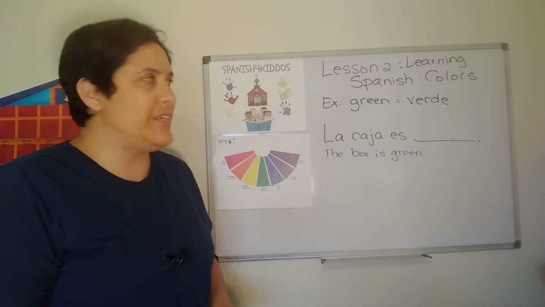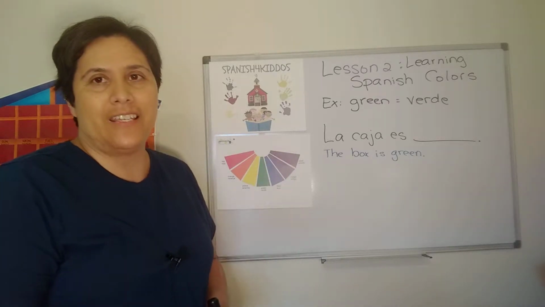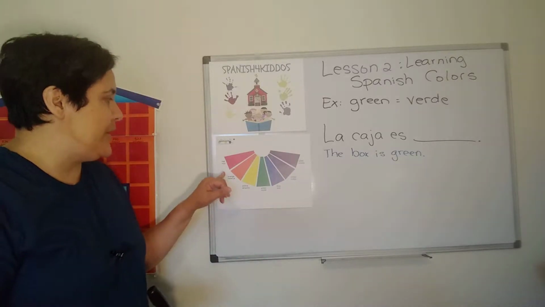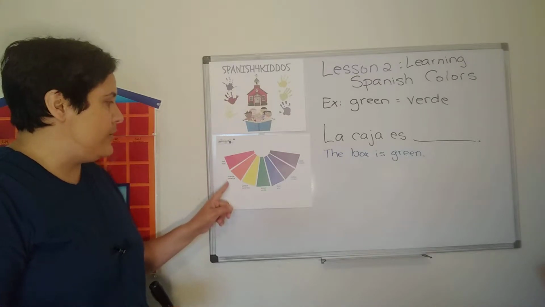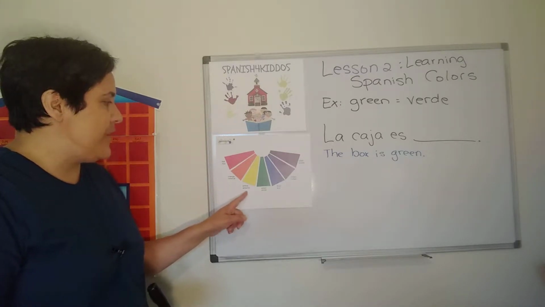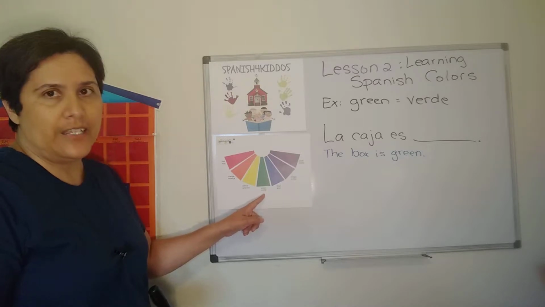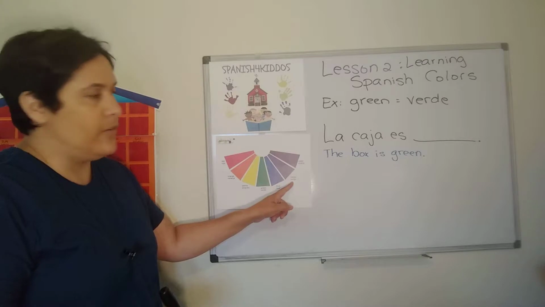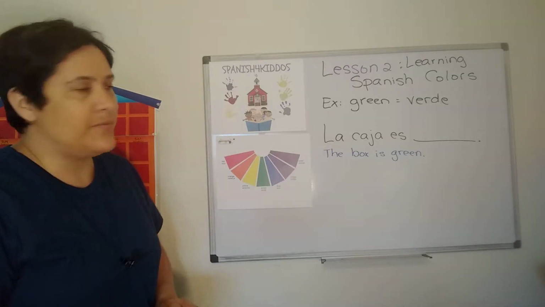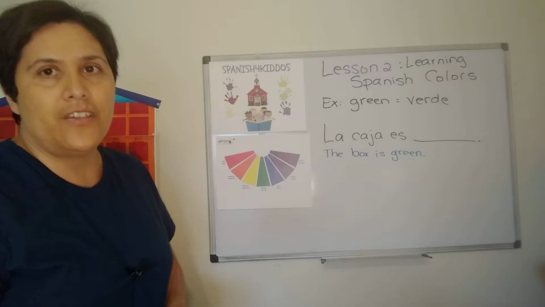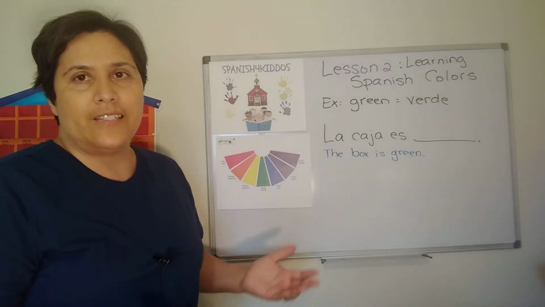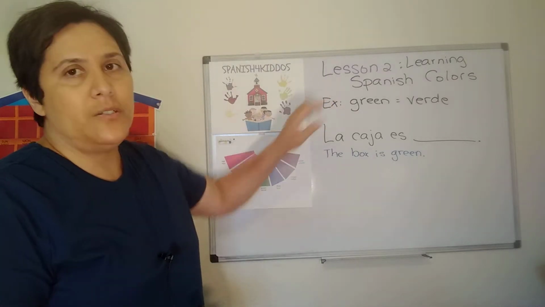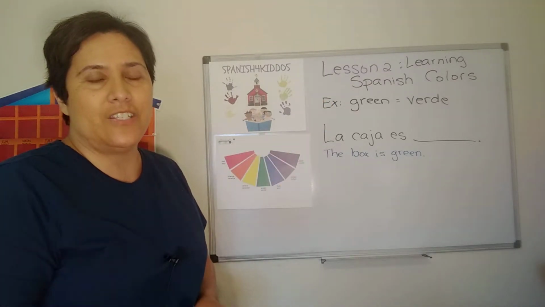If you remember from lesson 1, we were learning about the basic Spanish colors terminology, and just to give you a brief overview and a review, red is rojo, orange is naranja, yellow is amarillo, green is verde, azul is blue, indigo is indigo, and violeta is violet. So this is just a very basic list of the colors in Spanish, and of course you have secondary and tertiary colors as well.